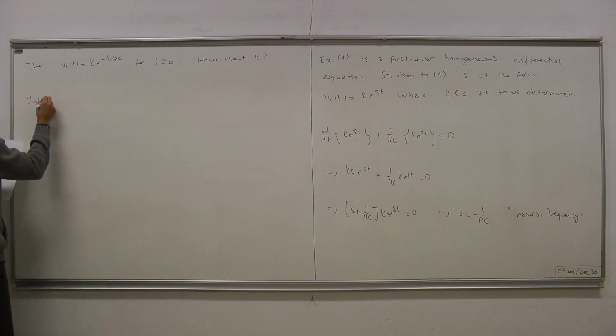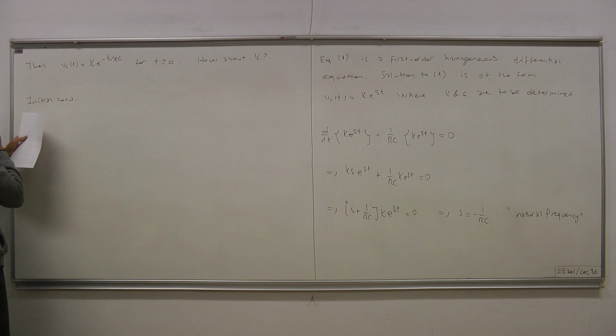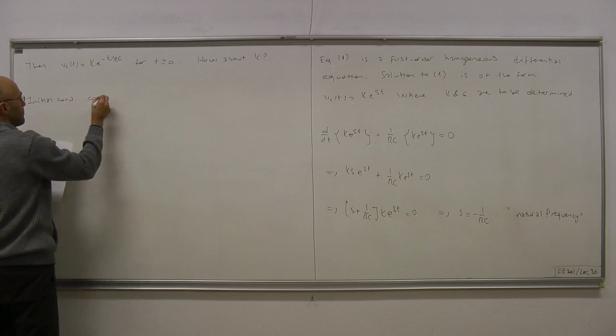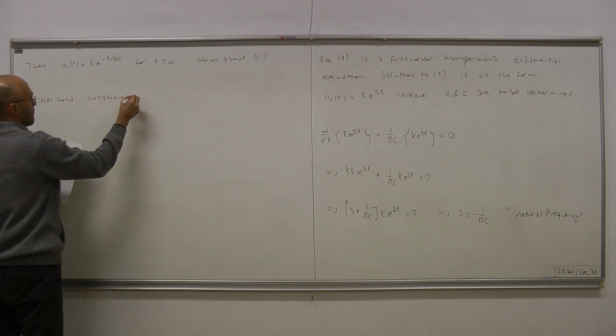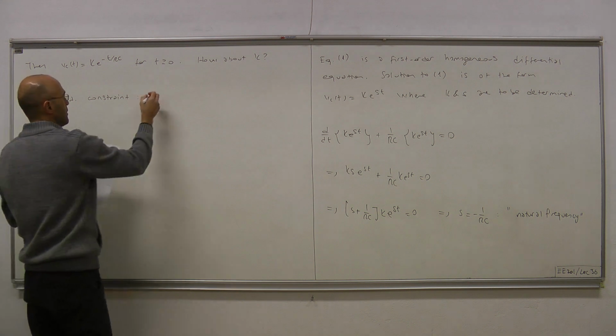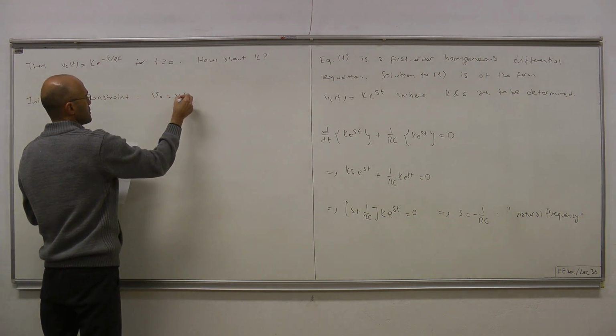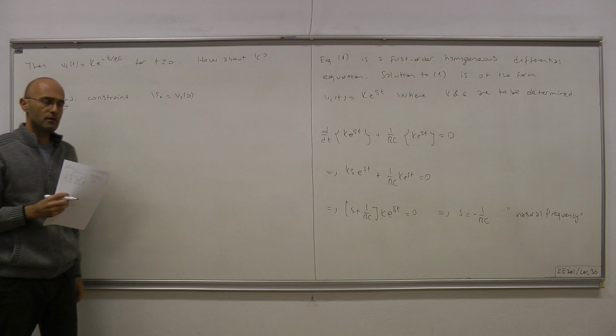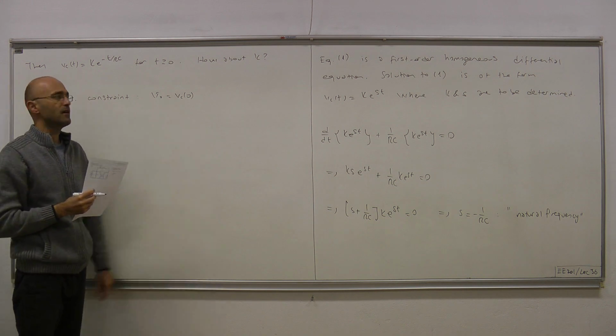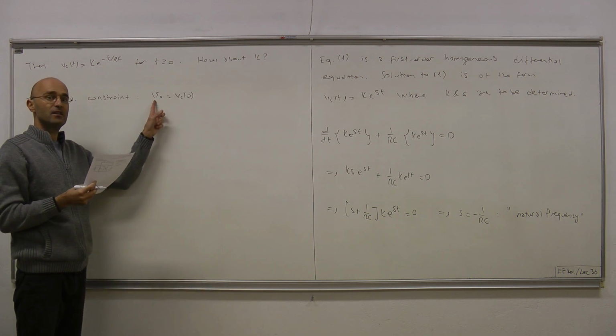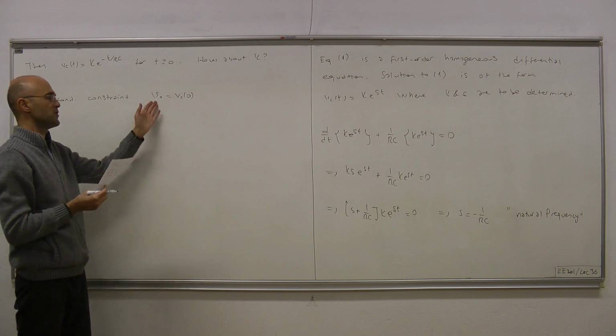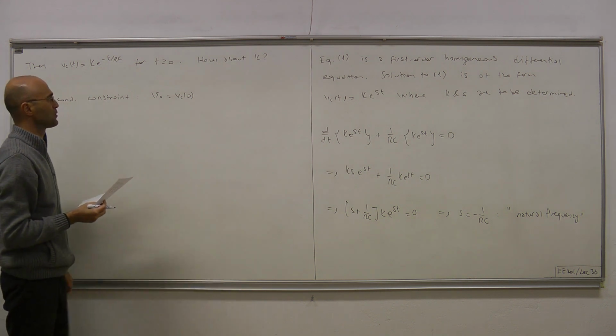So let's remember that the initial condition constraint is V0 equals the value of the capacitor voltage at t equals 0. So this is something given. It's not something that we figure out. It's minus 6 volts plus 18 volts. It's something.